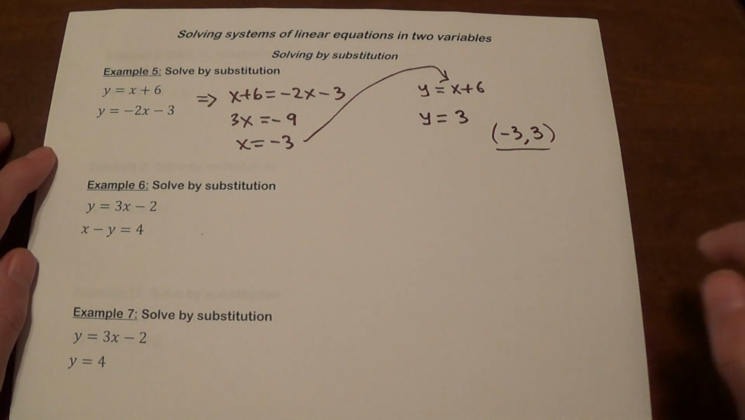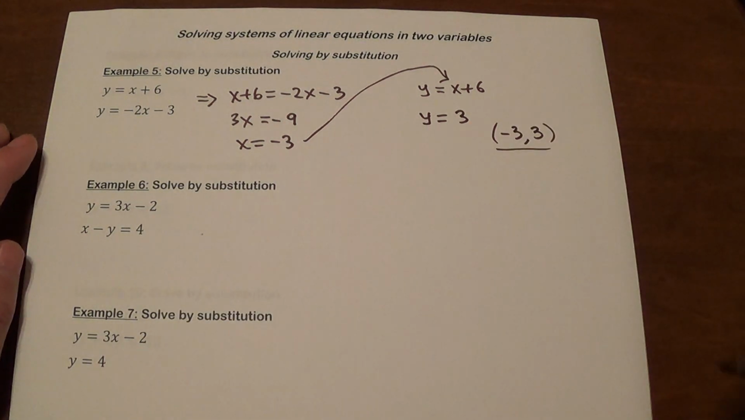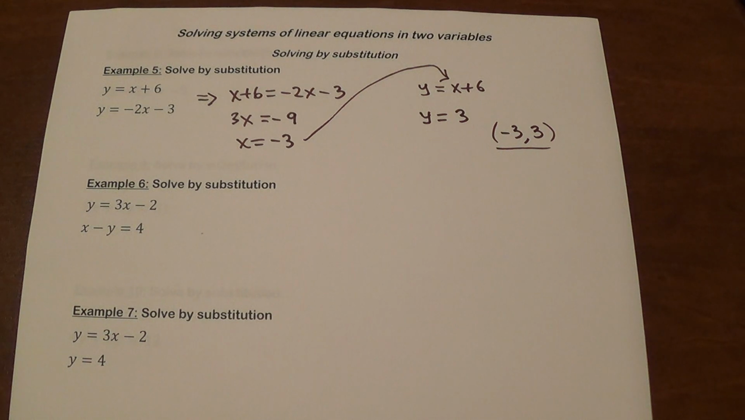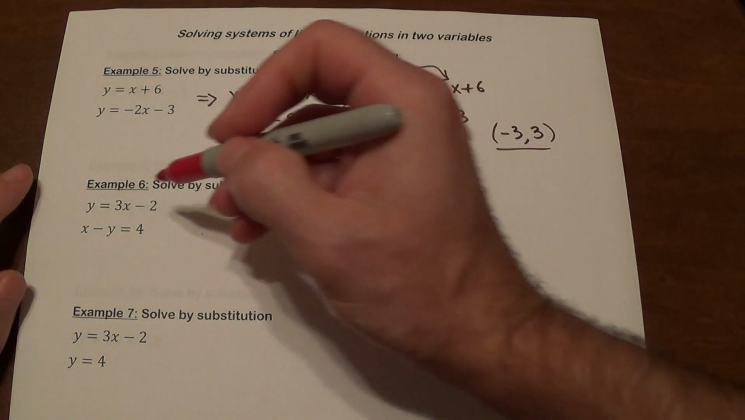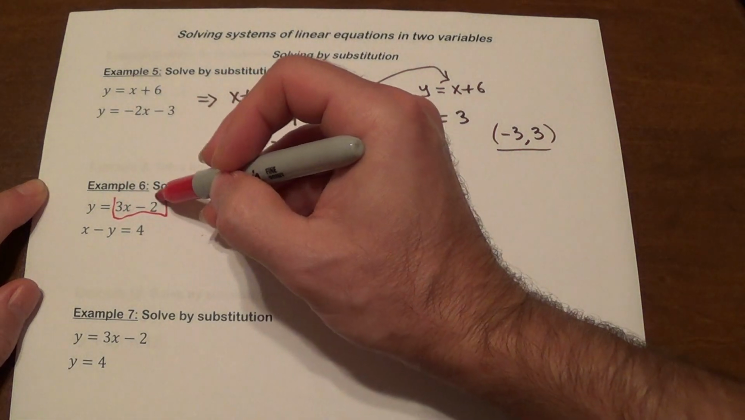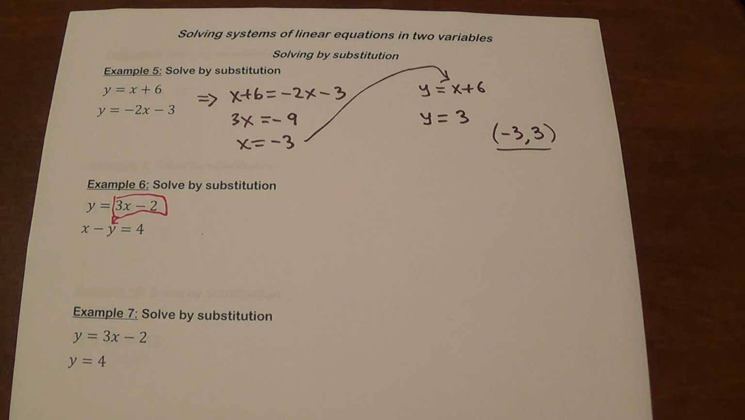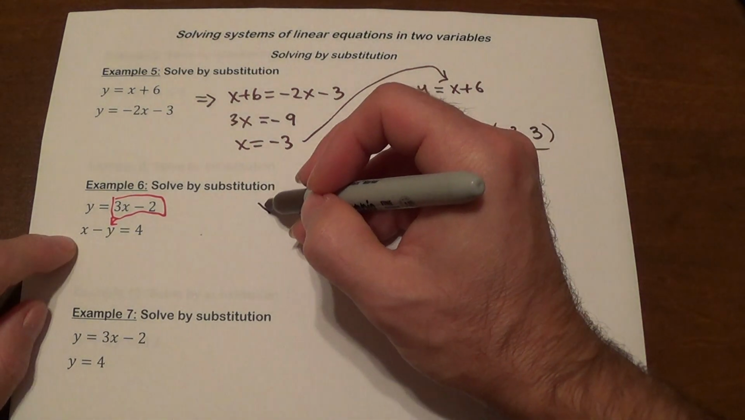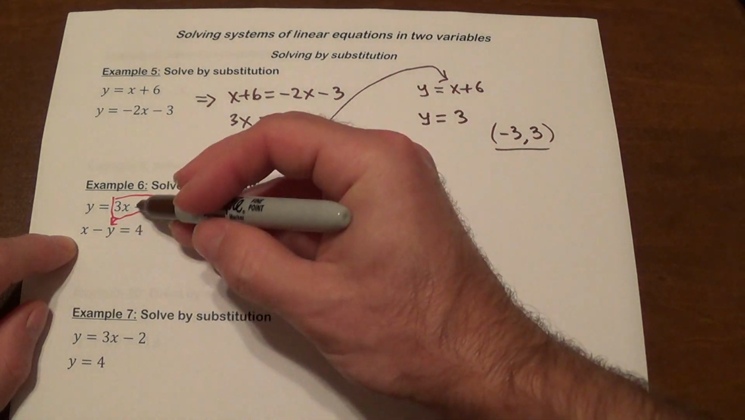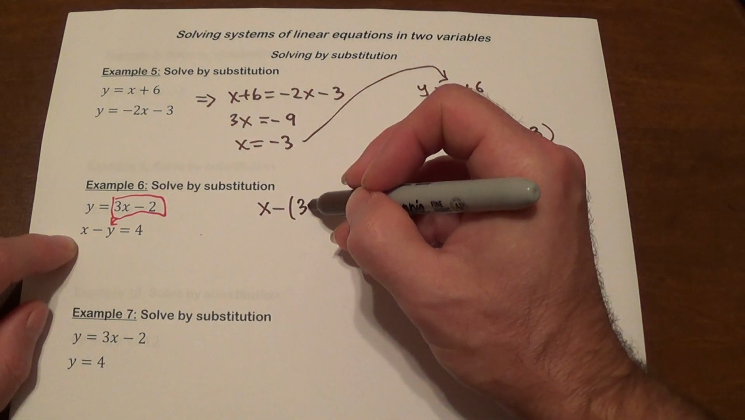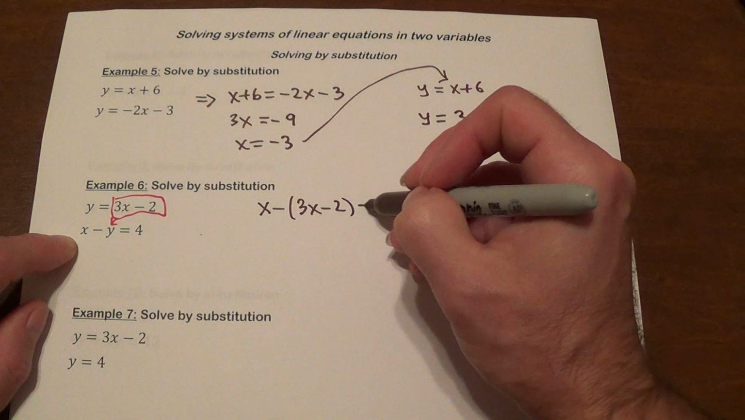Okay? So we have this first equation where we know that y equals 3x minus 2. And what we are going to do in this problem, we are going to substitute that in here, where it says y in the second equation. So then the second equation is going to be x minus, we're going to replace y with (3x minus 2). So x minus (3x minus 2) equals 4.